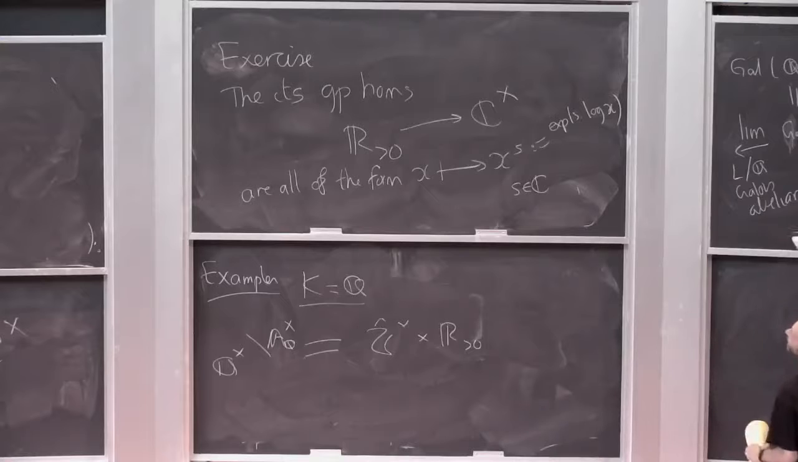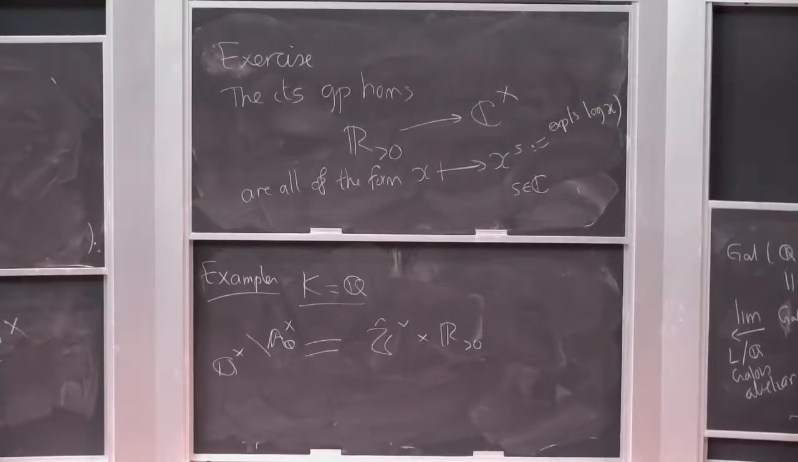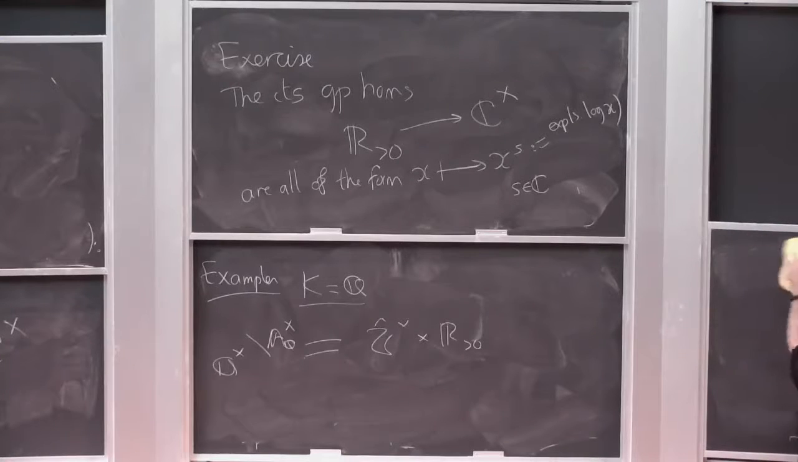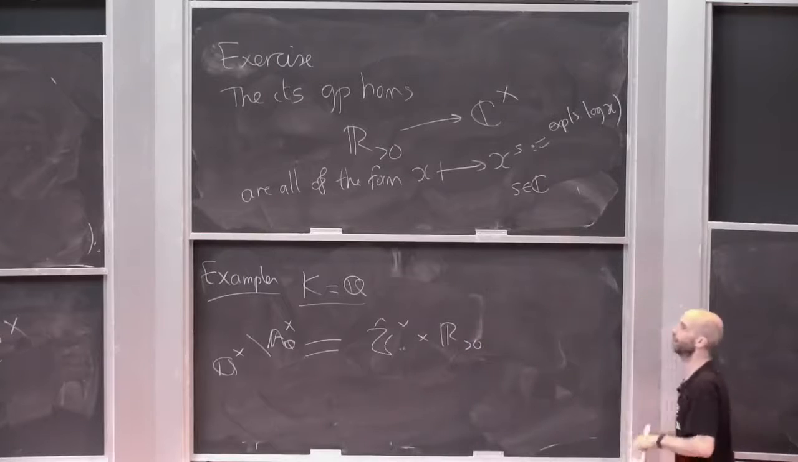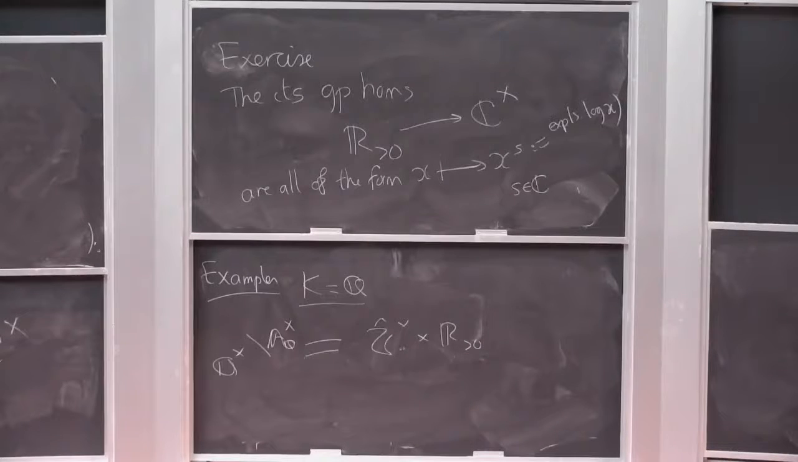Let's go over here. So that's what the continuous group homomorphisms are on the positive reals. Basically, they're controlled by one complex number. So as the data for a Grössencharacter, I need to give you a continuous map from this to C star and a continuous map from this to C star. Okay. Now, what the heck is this Z hat star?